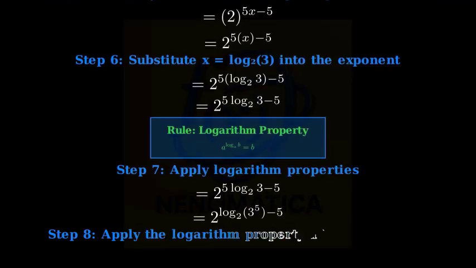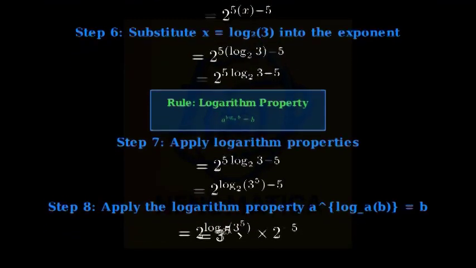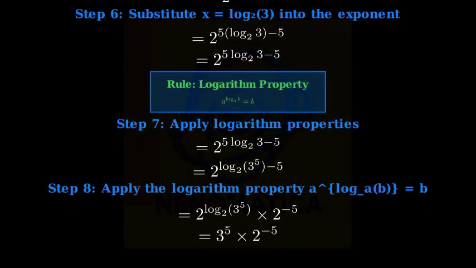In step 8, we can use another logarithm property. 2 to the power of log base 2 of 3 to the 5th power equals 3 to the 5th power. So our expression becomes 3 to the 5th power times 2 to the power of negative 5.